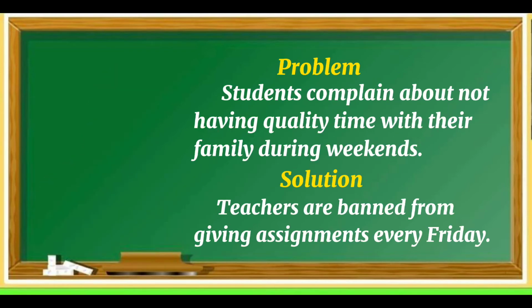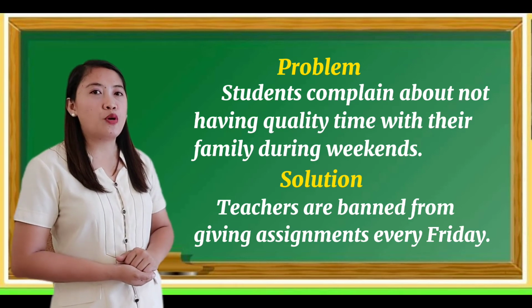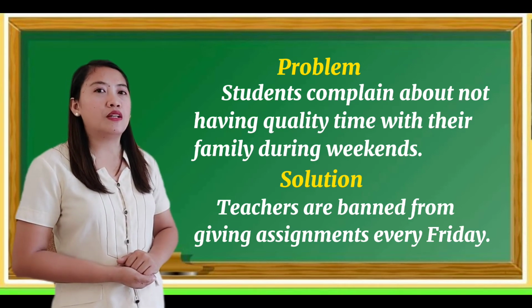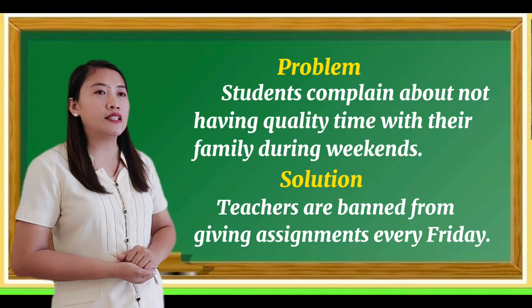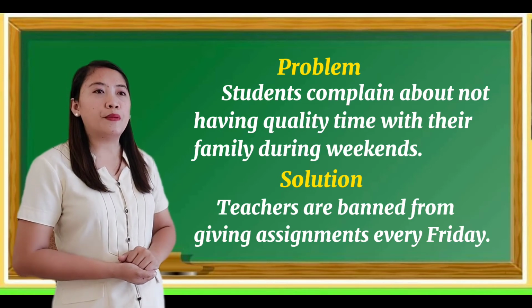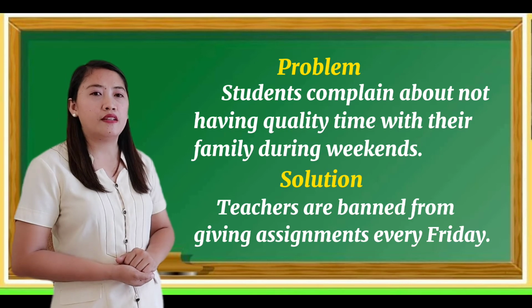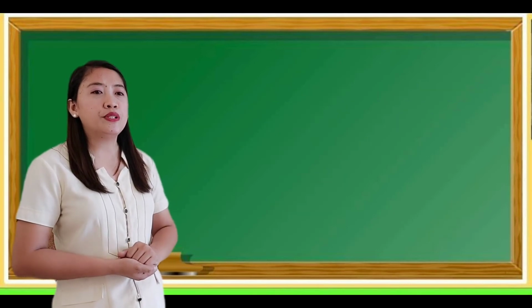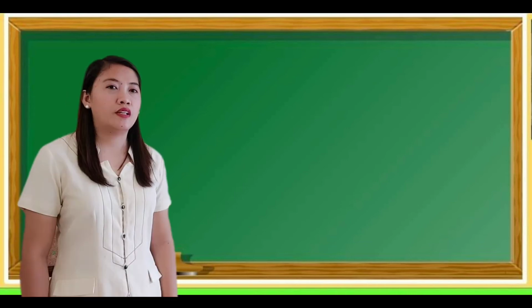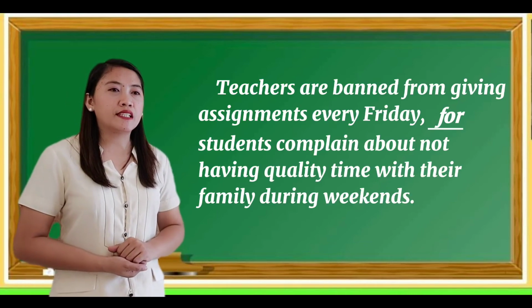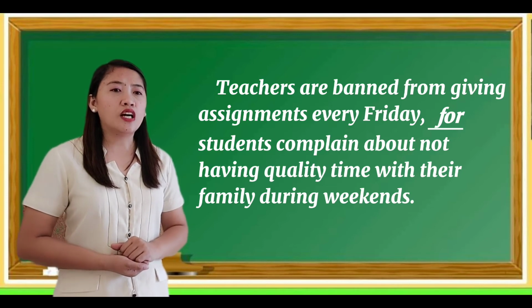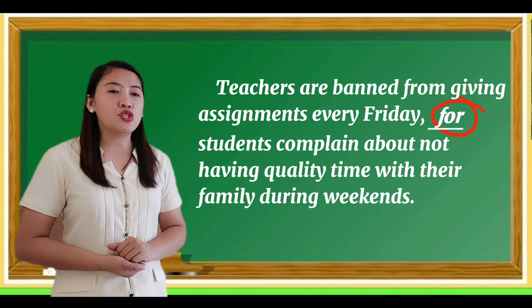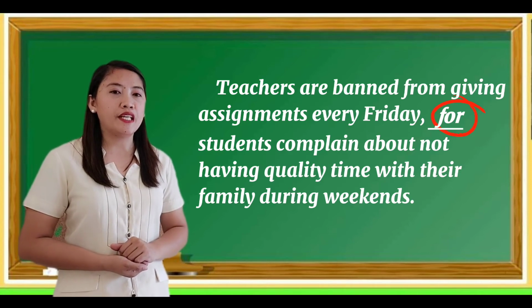Let us try another sentence. The first sentence shows the problem. The students complain about not having quality time with their family during weekends. The second sentence shows the solution. Teachers are banned from giving assignments every Friday. Now, let's join the simple sentences together. Teachers are banned from giving assignments every Friday, for students complain about not having quality time with their family during weekends. The conjunction for shows the reason why teachers are banned from giving assignments every Friday.